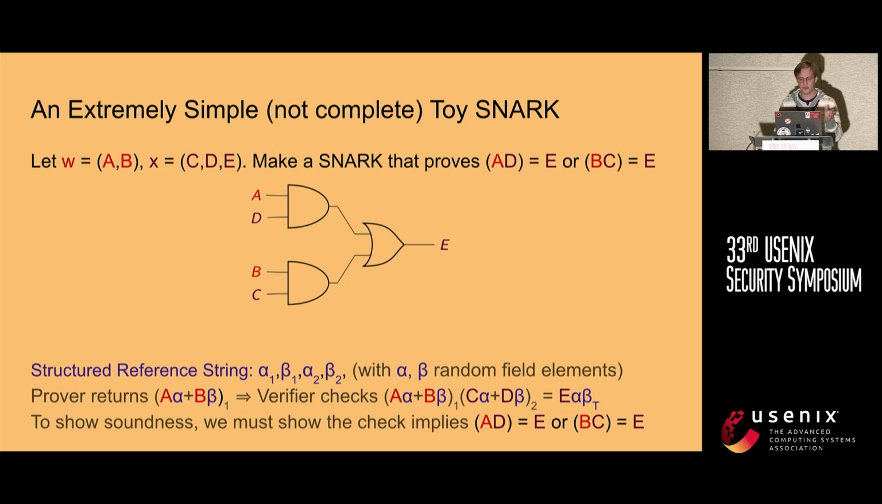We have a SNARK that roughly computes this arithmetic circuit here. The structured reference string consists of these 4 random field elements that are encrypted to the 2 groups. The prover is supposed to return A alpha plus B beta in the first group, and the verifier is supposed to compute a pairing of that with C alpha plus D beta, and they're supposed to check that that is equal to E alpha beta. And then to show soundness, we have to show that this check implies this fact that either A times D equals E or B times C equals E.